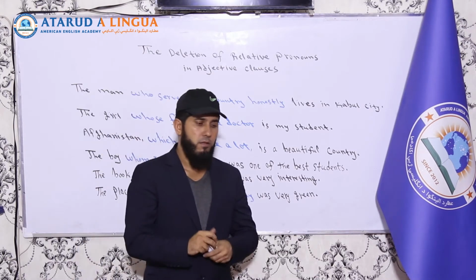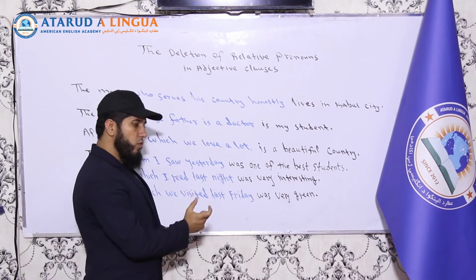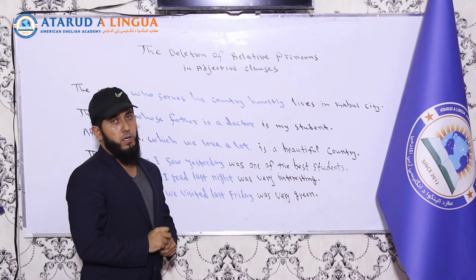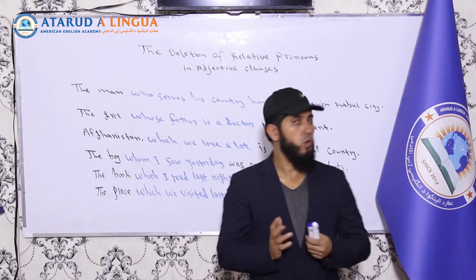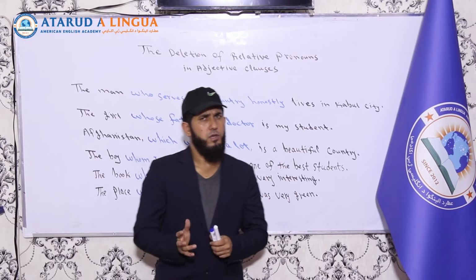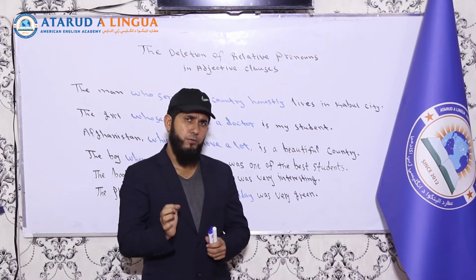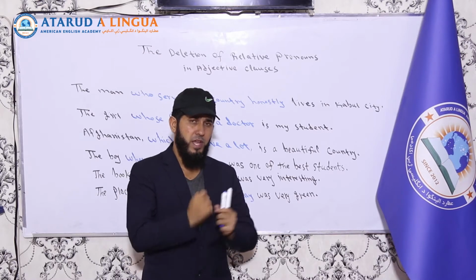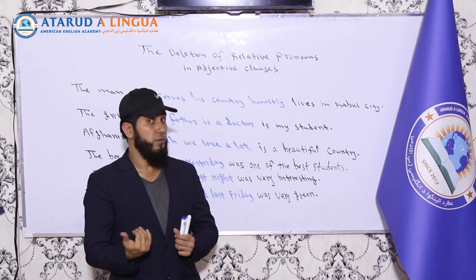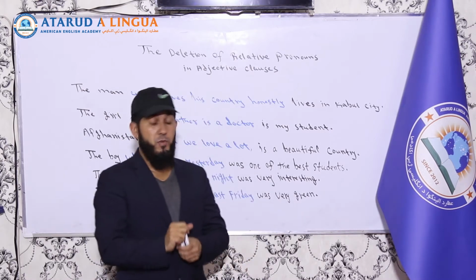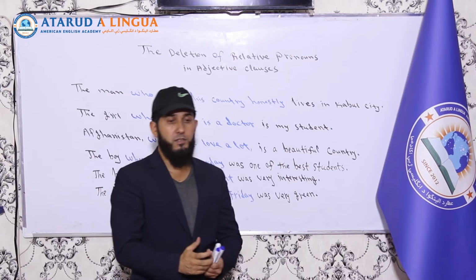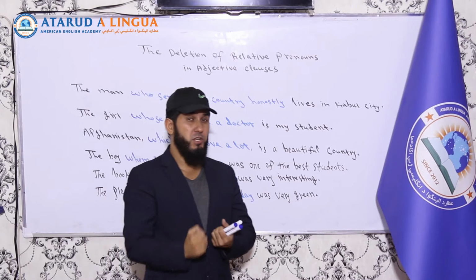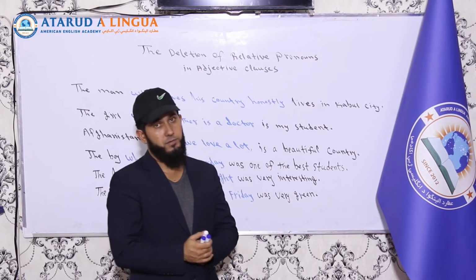Today we're going to have a very short clip about the deletion or omission of relative pronouns in adjective clauses. Keep in mind that we can remove the relative pronouns in adjective clauses in objective case only. In other words, when the relative pronoun functions as an object in our adjective clause, we can remove it. But the adjective clause should be a restrictive adjective clause. In a non-restrictive adjective clause, the omission of relative pronouns is not possible.